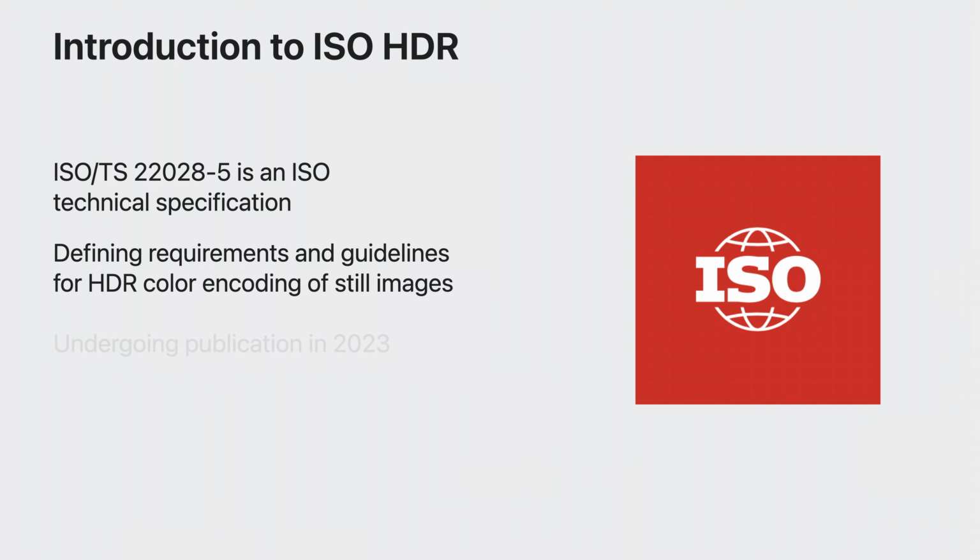Another important reason to consider HDR support now is that Apple has been working with the International Standards Organization through the Technical Committee for Photography to publish a new technical specification for HDR images this year. This specification, TS 22028-5, provides a structure for encoding HDR content into existing still image formats without compromising quality. I will refer to HDR images that follow this ISO specification as ISO HDR to avoid confusion with other forms of HDR such as HDR video, capture, or displays.